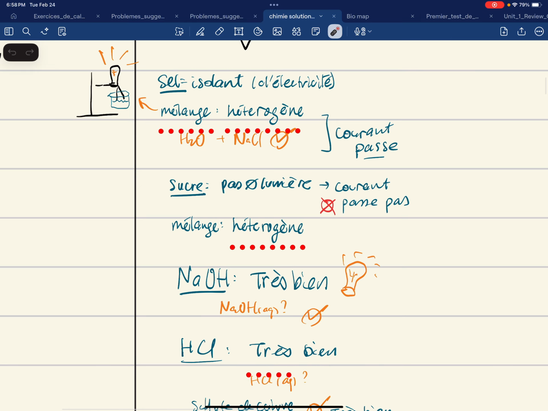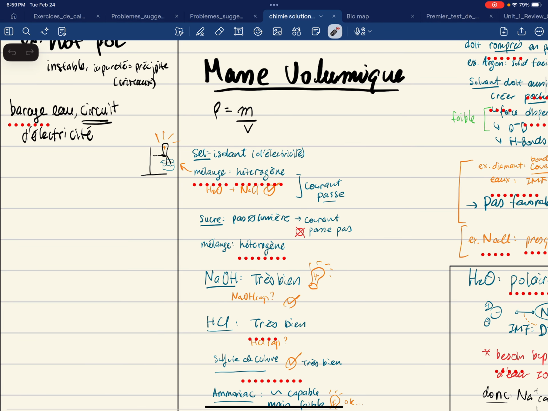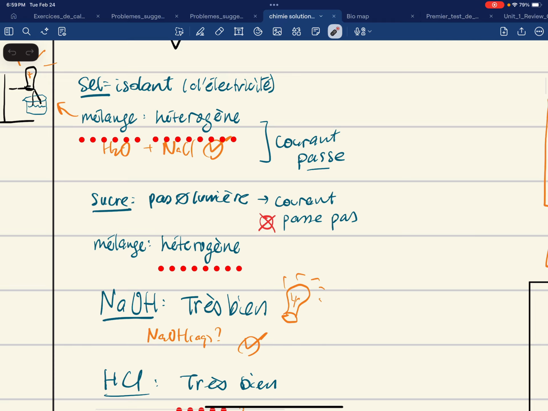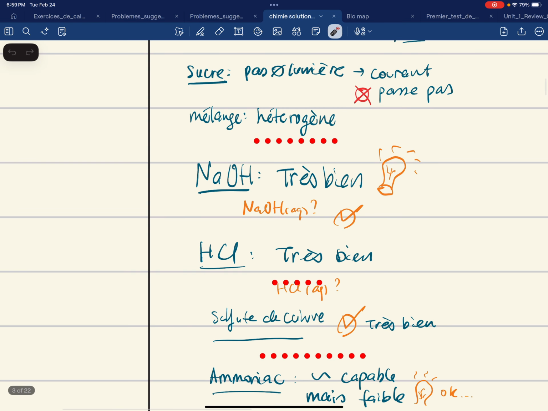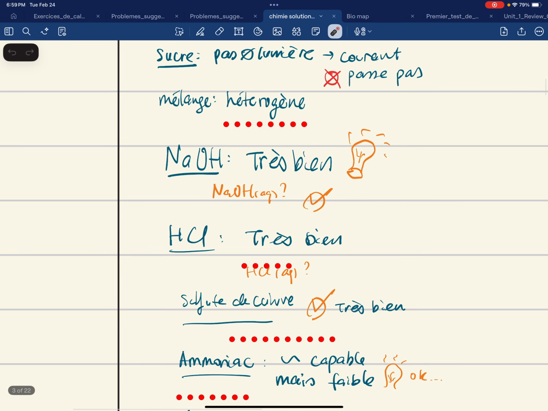Donc on a fait des expériences pendant le cours. On a vu que le sel était un isolant. Si le sel est en phase solide, il faut faire attention, il n'y a aucun transfert d'électricité. Et lorsqu'il était mélangé dans l'eau, là il y avait beaucoup d'énergie parce que ce sont des électrolytes forts. Sucre, il n'y en a aucune. Ça va être plutôt un mélange hydrogène.